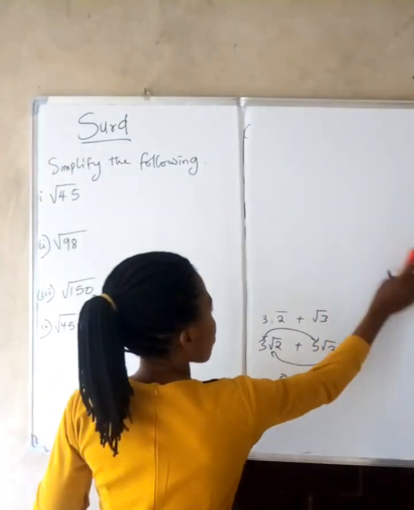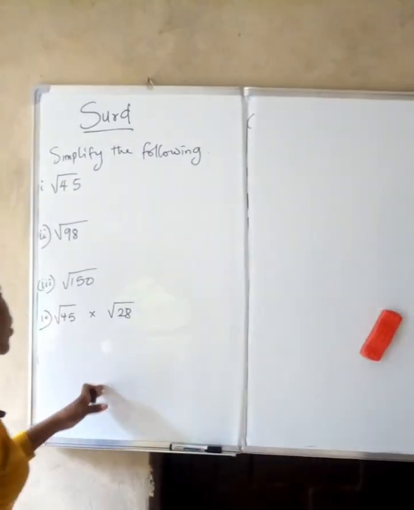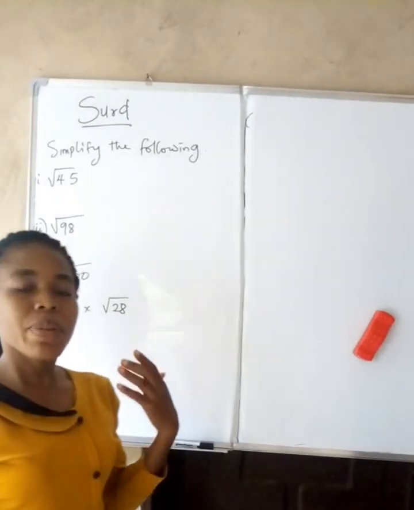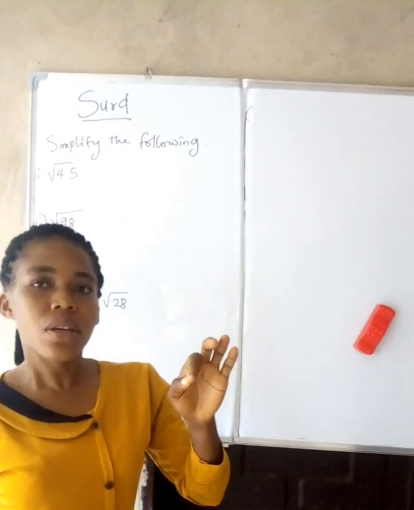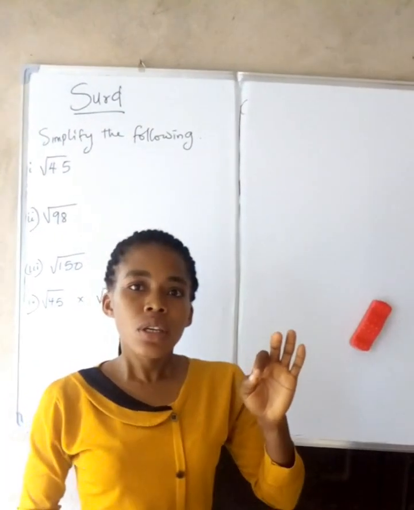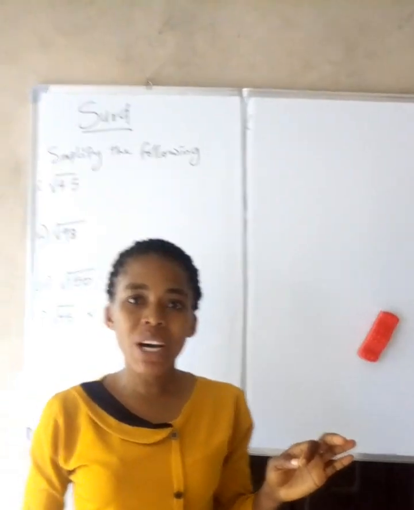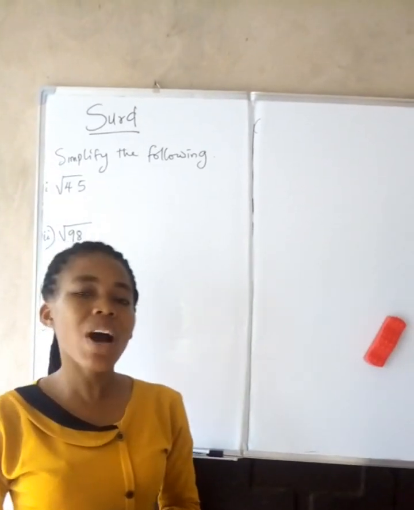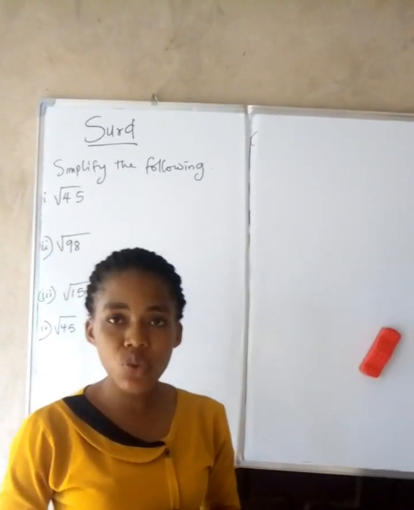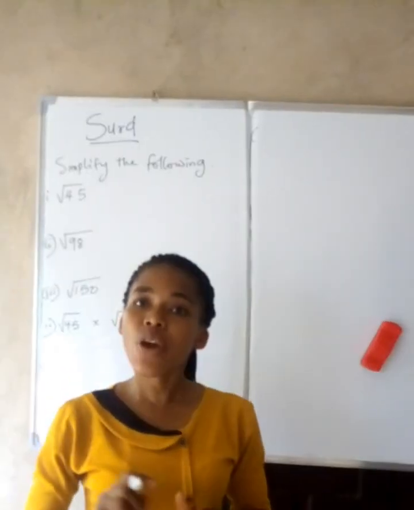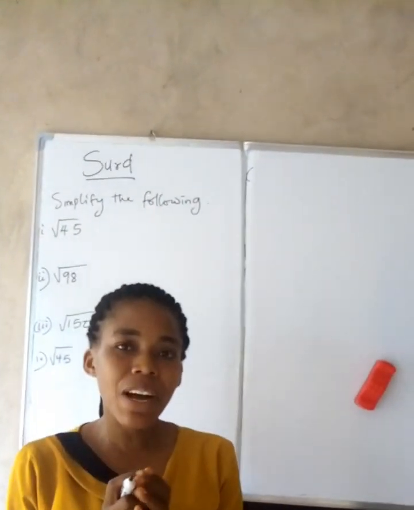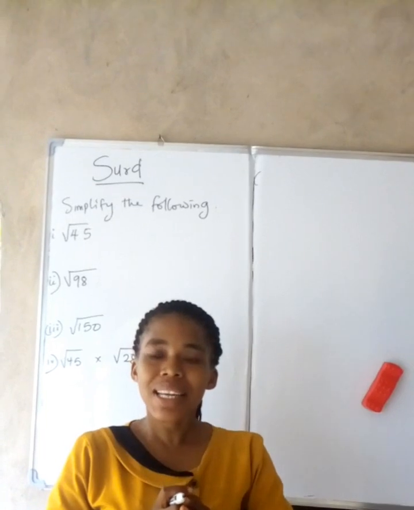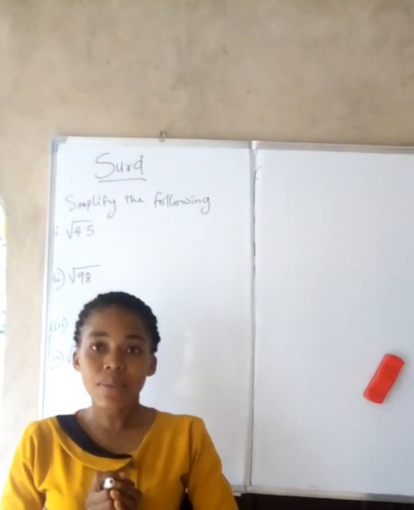Now we are going to look at simplification of surds. Simplify the following: root 45. To simplify this, we are going to find a perfect square in 45, a perfect square that can multiply another number to get 45. That is how we are going to simplify this. But before that, you have to have an idea of perfect squares. Perfect square roots are the square roots whose exact values can be determined, or perfect squares are numbers that are gotten when a number multiplies itself.